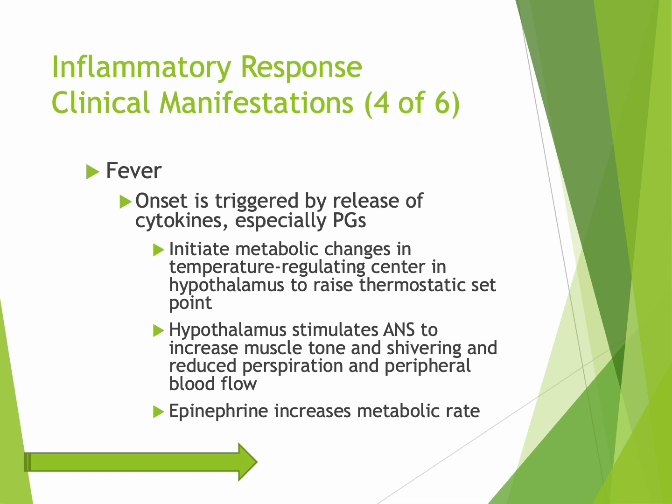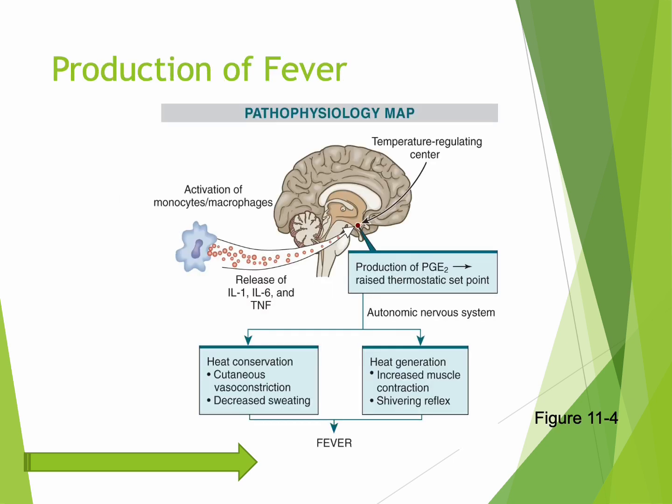We also have the autonomic nervous system increase the muscle tone and shivering while we have this fever, which reduces perspiration and peripheral blood flow. And epinephrine will increase the metabolic rate. So why do people get chills when they have a fever? Well, there you go. From the hypothalamus, we have the production of PGE2, which raises the thermostatic set point and tells the body, you can handle more. Then the autonomic nervous system responds with heat generation, the increased muscle contraction, the shivering reflex, and heat conservation from the cutaneous vasoconstriction and decreased sweating. Those two concomitant with one another create that traditional fever that you see in someone who's very ill.